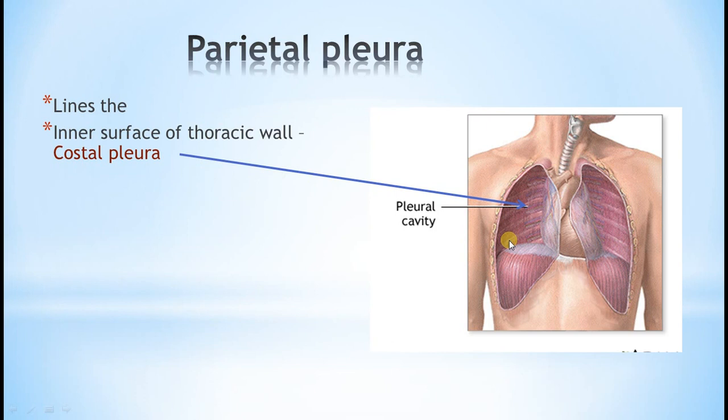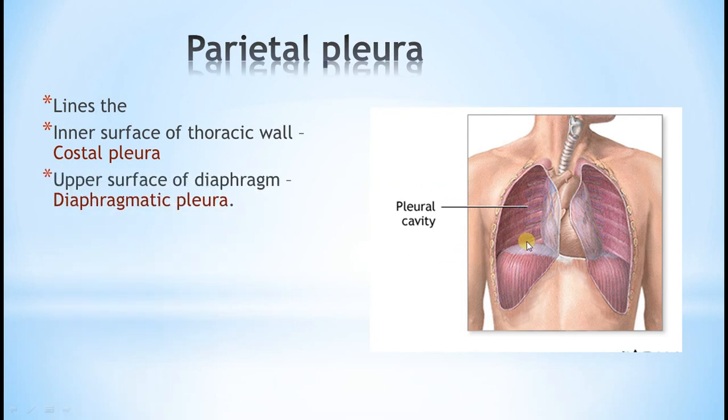called the costal pleura. Anything referring to costa means ribs. So it lines the inner surface of your ribs, intercostal spaces, costal cartilage, and that is called the costal pleura. The one which reflects onto the upper surface of the diaphragm is called the diaphragmatic pleura.